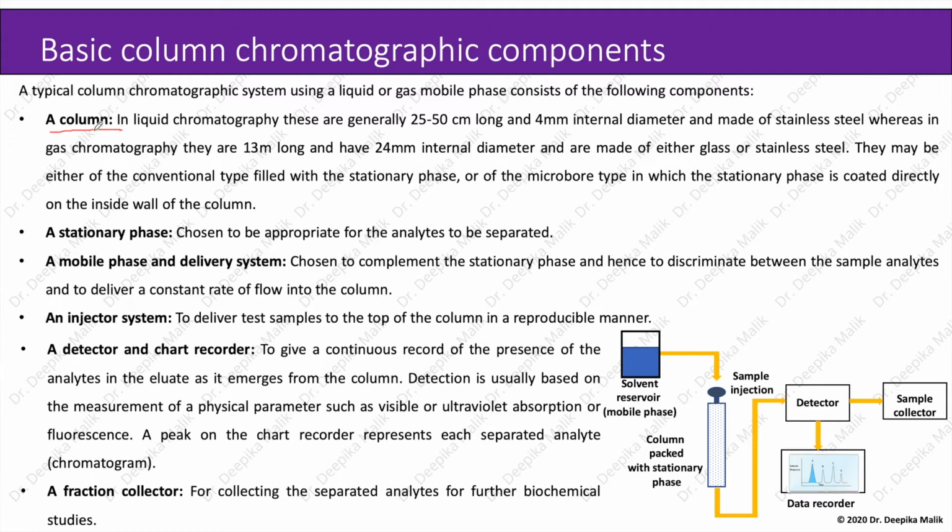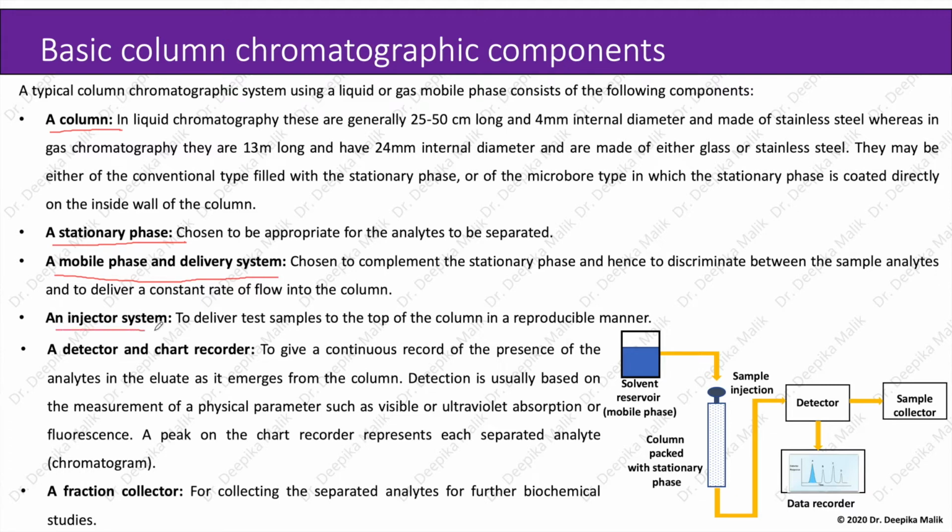They may be either of the conventional type filled with a stationary phase or of the microbore type in which the stationary phase is coated directly on the inside wall of the column. There is a stationary phase which is chosen to be appropriate for the analytes to be separated. A mobile phase and delivery system chosen to complement the stationary phase and hence to discriminate between the sample analytes and to deliver a constant rate of flow into the column.